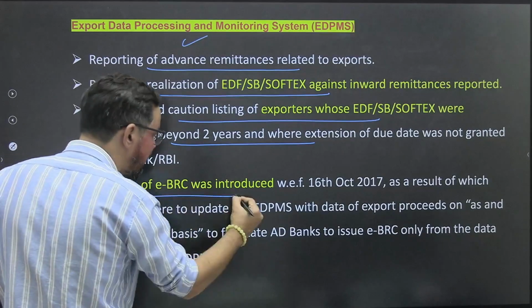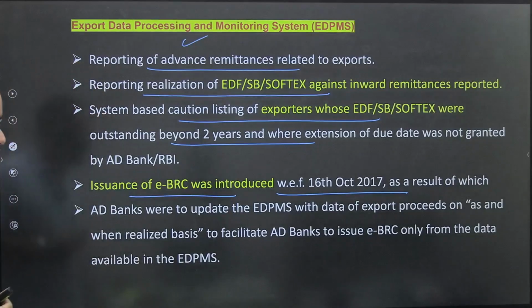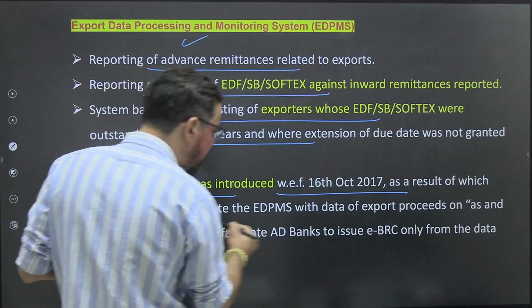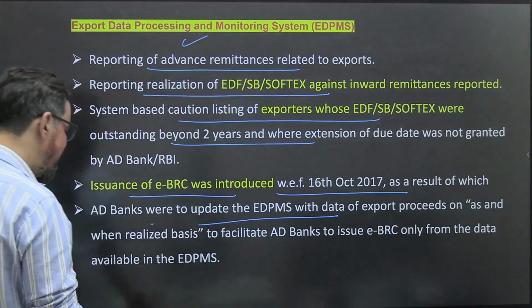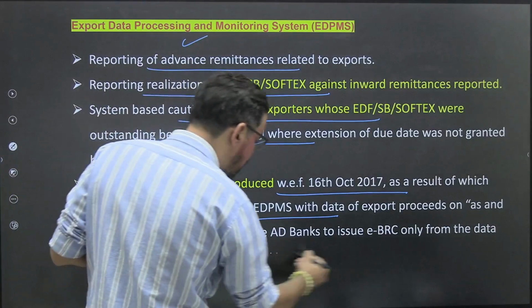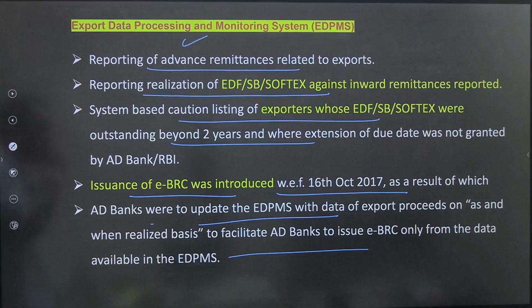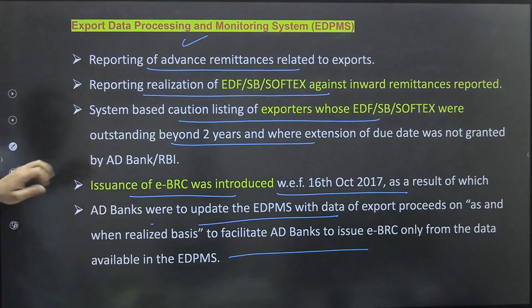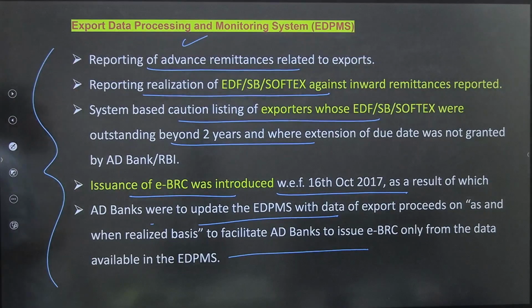Issuance of EBRC was introduced with effect from 16th of October 2017, as a result of which authorized dealers were to update the EDPMS with data of export proceeds as and when realized, to facilitate authorized dealer banks to issue EBRC only from the data available in EDPMS, ठीक है। तो ये these are some important guidelines toward or the key workings of EDPMS system, ठीक है, so which you have to remember.